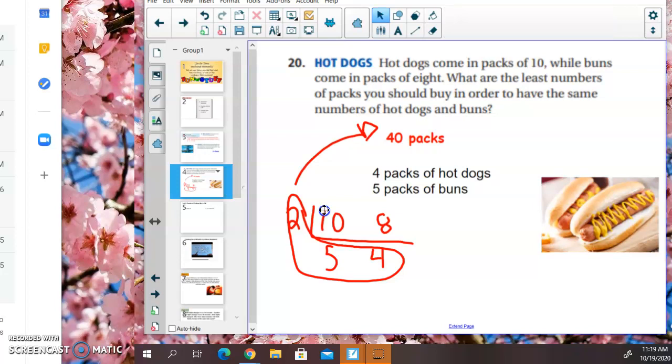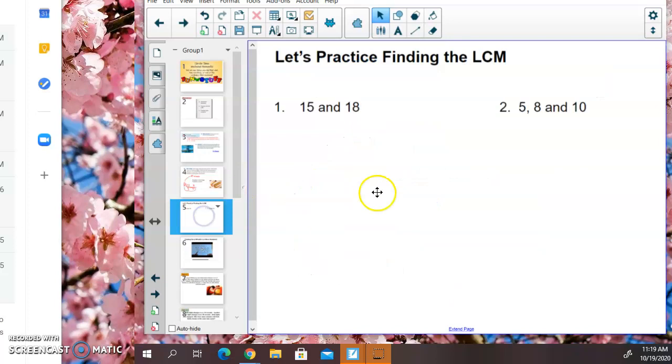But the question wasn't asking you how many of each you need, but how many packs you need to buy. So if you need 40 hot dogs and they come 10 in a pack, that means you'd have to buy 4 packs of hot dogs. And buns come in packs of 8. Well, if you need 40 of them, 8 times 5 would give you 40, so you'd need 5 packs of buns, so you'd have the exact same number of hot dogs and buns to go with them.